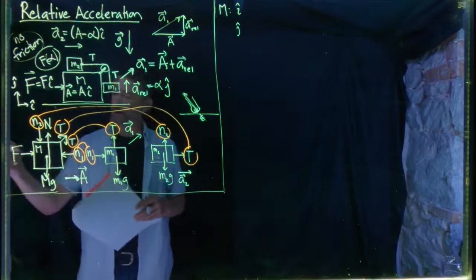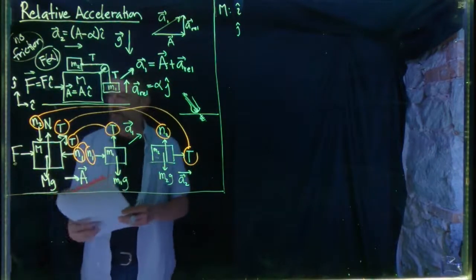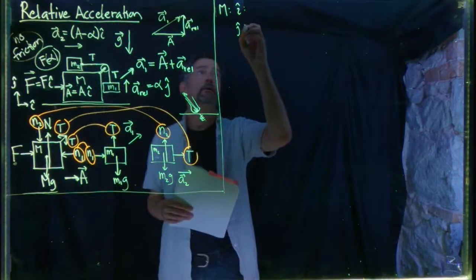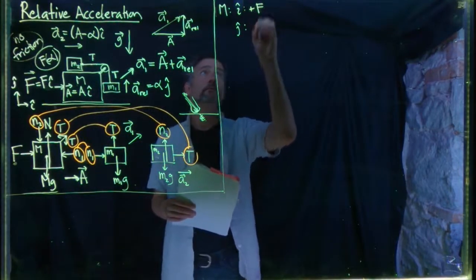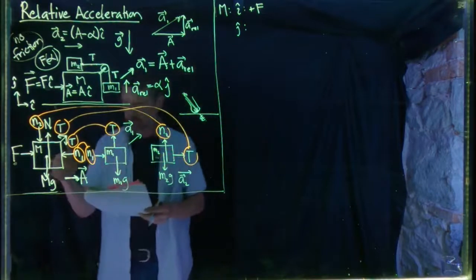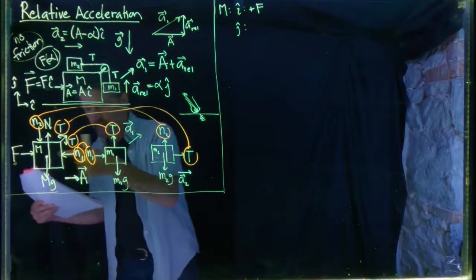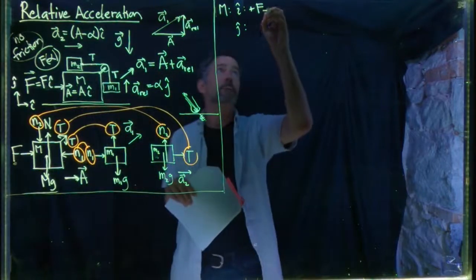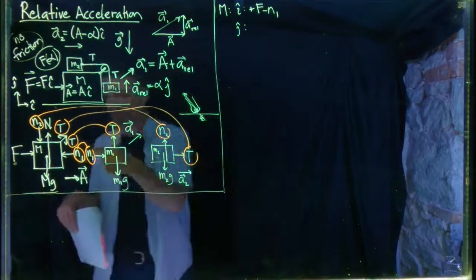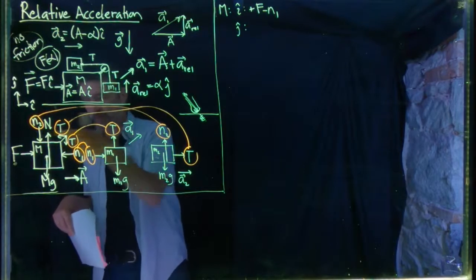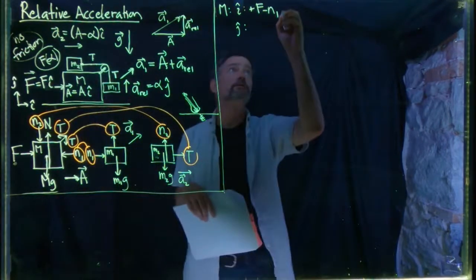Okay, so in the i hat direction, that's this way, what are the forces? Well, we have a positive F, okay, that's to the right. I want to get the order of these right. And then a minus N1, minus the magnitude of N1. What else is horizontal? And then in the negative direction, T. So minus T.